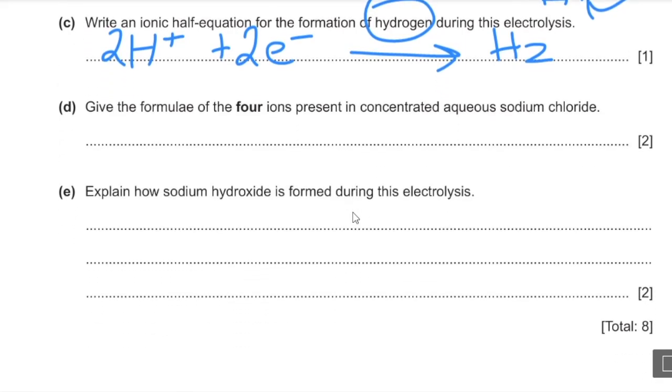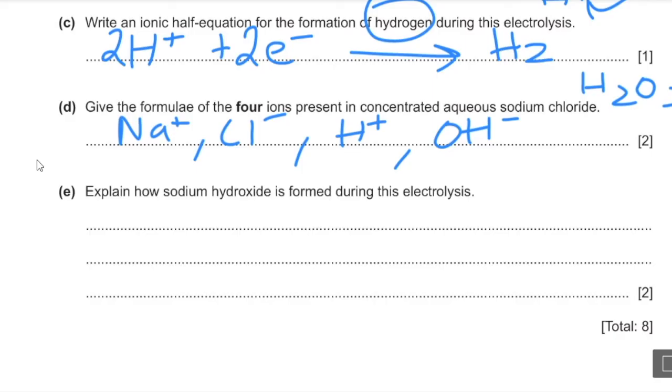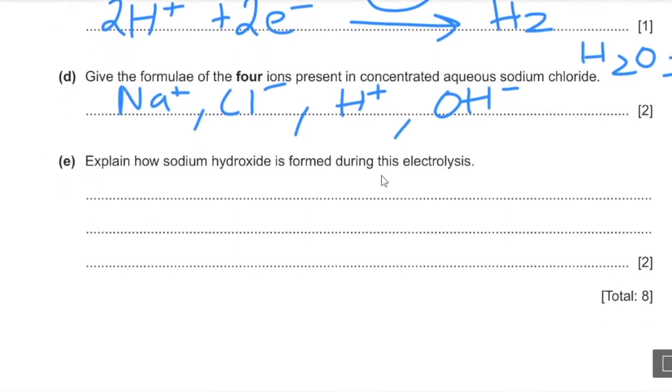D. Give the formula of the 4 ions present in concentrated aqueous sodium chloride. So you first start with the compound, which is sodium chloride, pretty basic. You have the sodium ion, chloride ion, and then you have the solution, which is water, right? These broken down into ions give us the hydrogen ion, and then we have the last ion, which is the hydroxide ion.